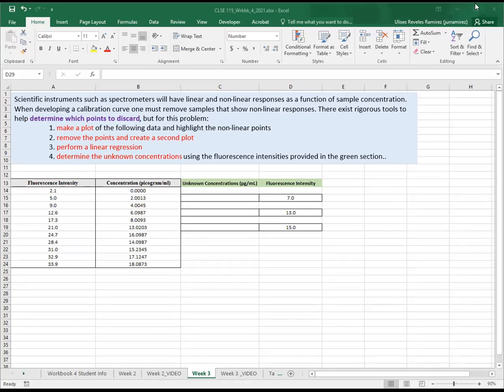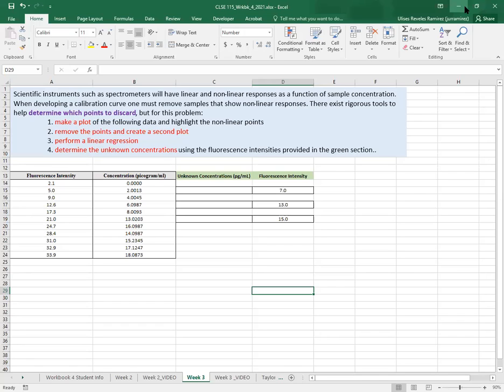I'm going to show how to solve a calibration problem using linear regression in Excel and removing some of the points. Scientific instruments such as spectrometers will have linear and nonlinear responses as a function of sample concentration. So we are measuring the concentration as a function of, in this case, fluorescence. When developing a calibration curve, one must remove samples that show nonlinear responses. So we want to have a linear model. There are rigorous tools to do so, but for this case, we are going to do it by hand, determining which points we need to discard.